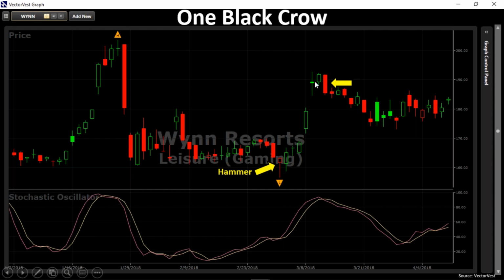Well, first off, the previous day, it's called a spinning top. This mini filled red candle where the opening and closing prices are right in the middle of the range. That's called a spinning top. That is an indecision day in general.